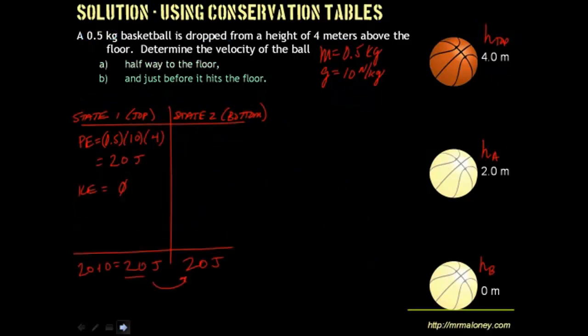Now, part B, we can use the exact same ideas. Our state 1 in part B is exactly the same as it was in part A. We can start from the top because energy is conserved, so we have the same amount of potential in the beginning. We have the same amount of kinetic in the beginning, which means we have the same amount of total energy, which means we have the same amount of total energy right before the ball gets to the floor. The only difference is state 2 is a different state. We can use the same ideas.